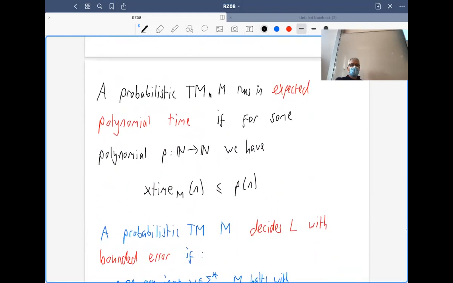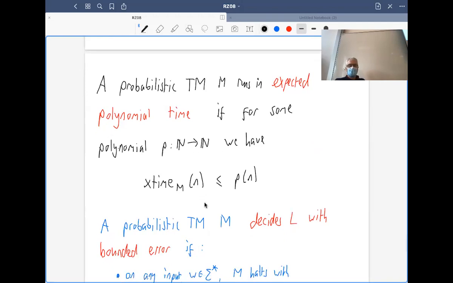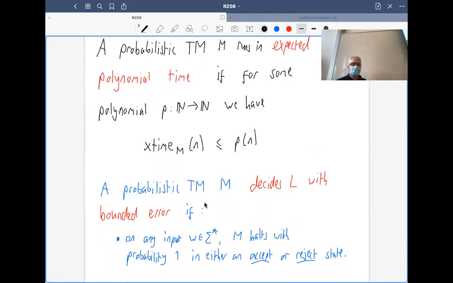So we first say a probabilistic Turing machine runs in expected polynomial time if there is some polynomial P on the natural numbers that gives an upper bound to the expected runtime of the algorithm in the size of the input. Okay, so no surprise at all. We've got the definition of expected time on the earlier slide. So that way we're incorporating expected time.